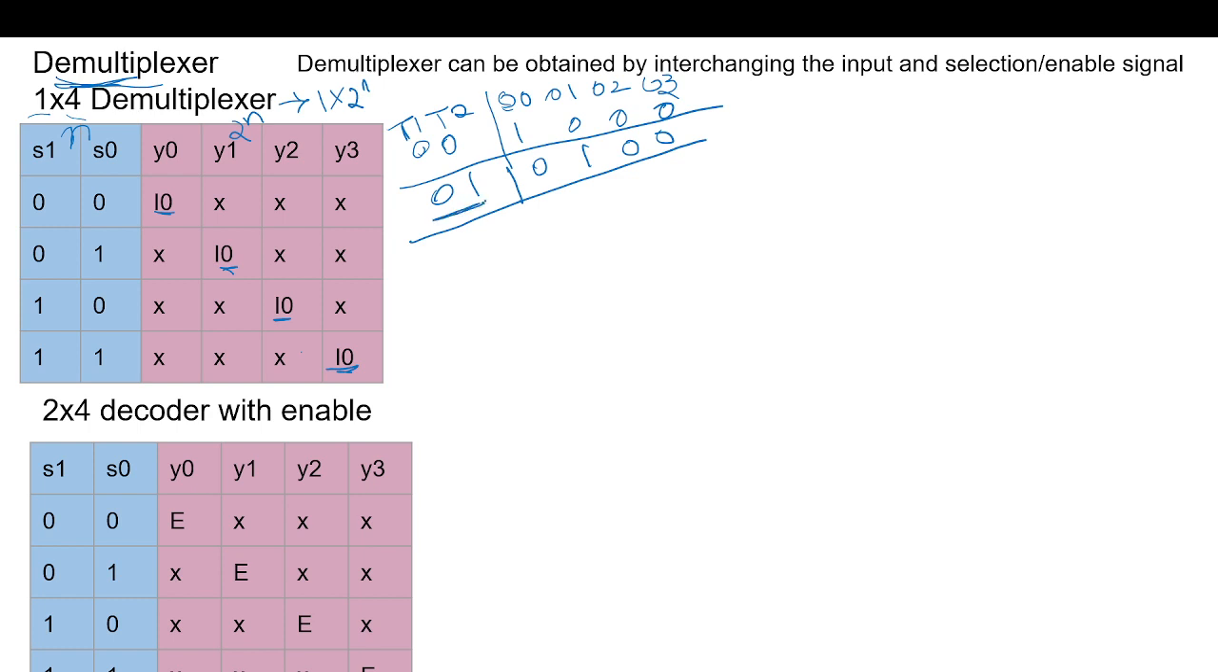I'm giving the input combination like 0, 1. It is selecting this line. Yes, this is a decoder circuit. So a 1 cross 4 demultiplexer is similar to a 2 cross 4 decoder if we exchange the input with the select lines. So here we need 2 inputs and here we will have 2 select lines.